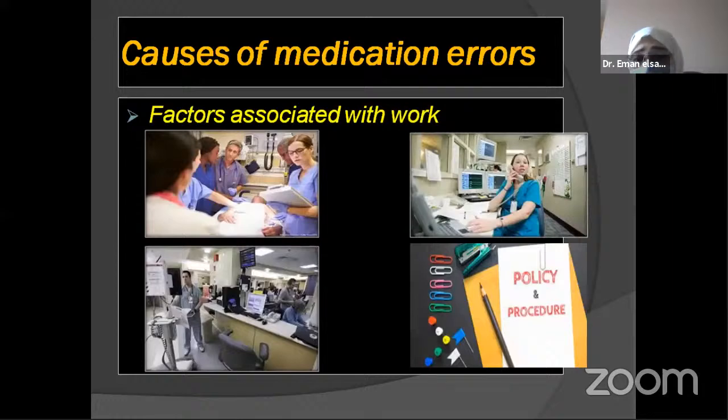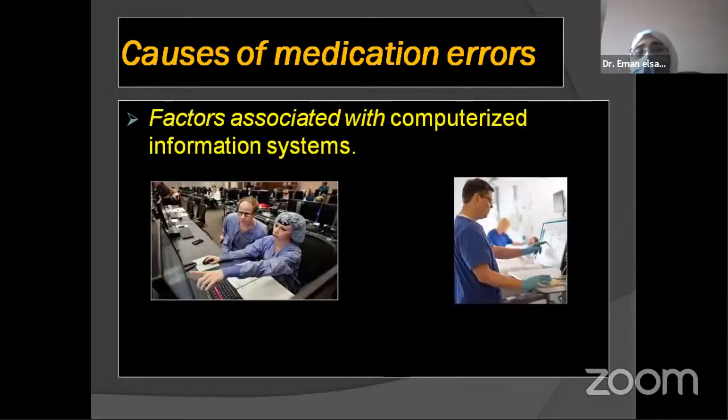Factors associated with work: this is heavy work for all the staff of healthcare categories, and there are no policies and procedures. Also, there are a lot of factors associated with the computerized information system. Maybe it is a new system, and all of healthcare is facing a lot of problems dealing with the new system. There is no one to help deal with the new system. They did not take enough orientation about the new system. All these factors affect medication error.